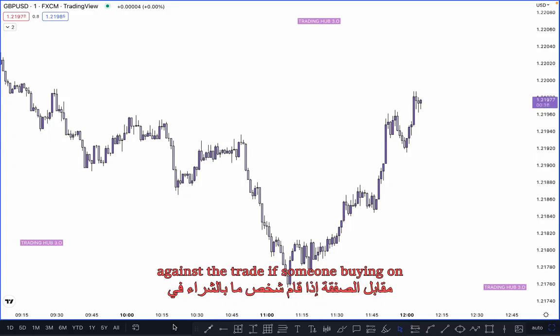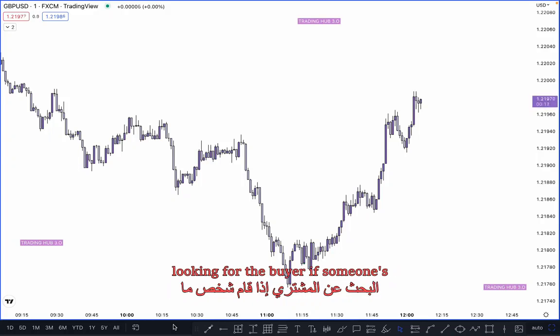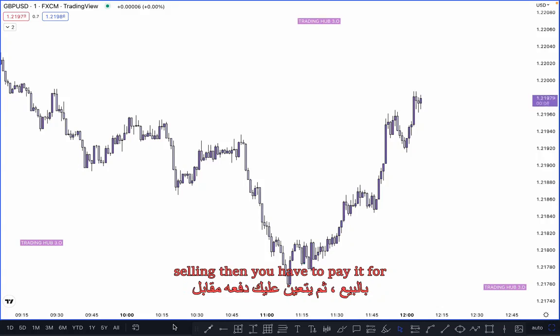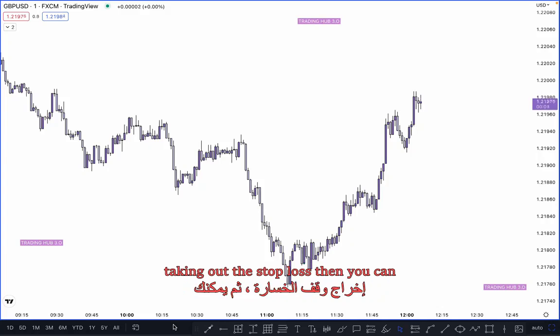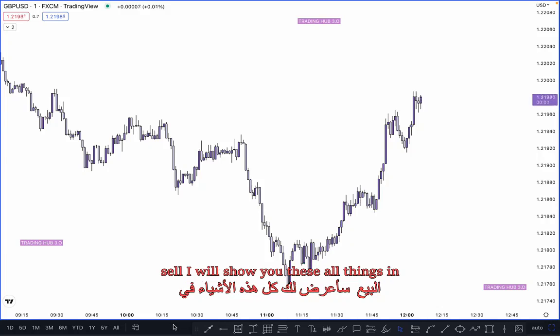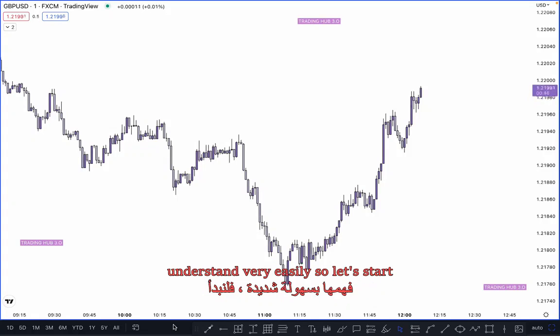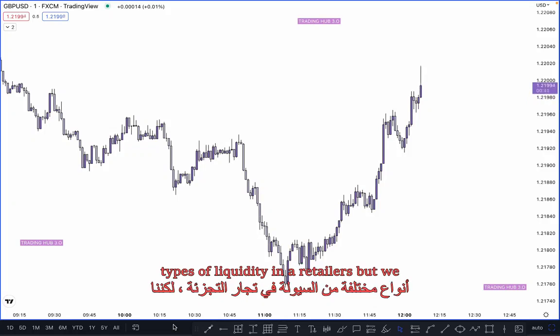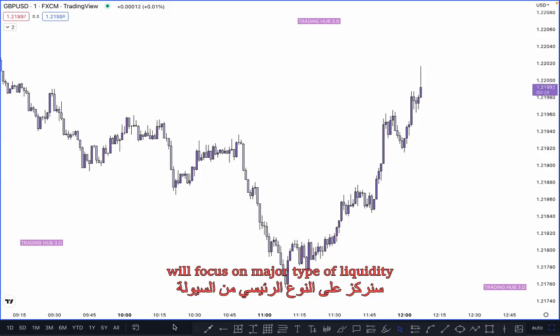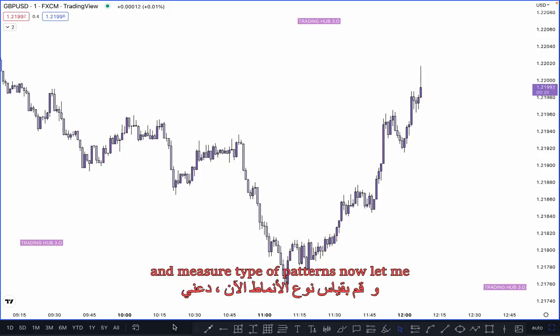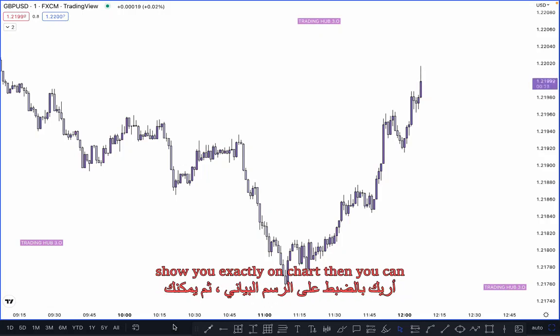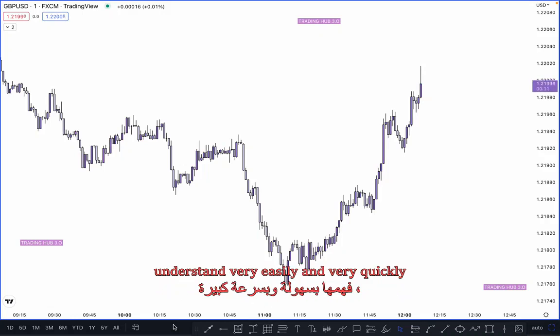If someone is buying on a specific demand zone, you have to wait for the stop loss to be taken out, then look for the buy. If someone is selling, you have to wait for the stop loss to be taken out, then you can sell. I will show you all these things in detail on the chart, so you can understand very easily. So let's start now, and we will start from retailers' liquidity. There are different types of liquidity in retailers, but we will focus on the major types of liquidity and patterns. Now let me show you exactly on the chart.